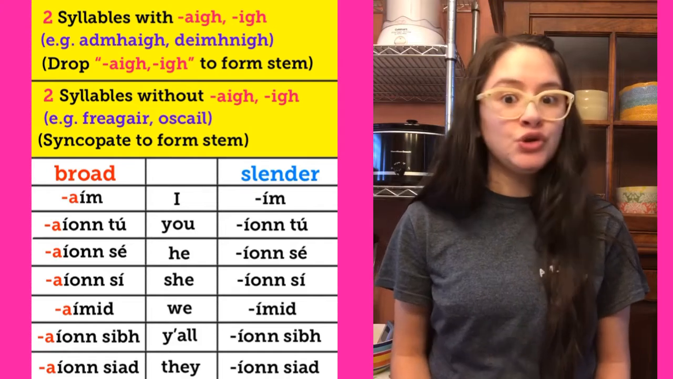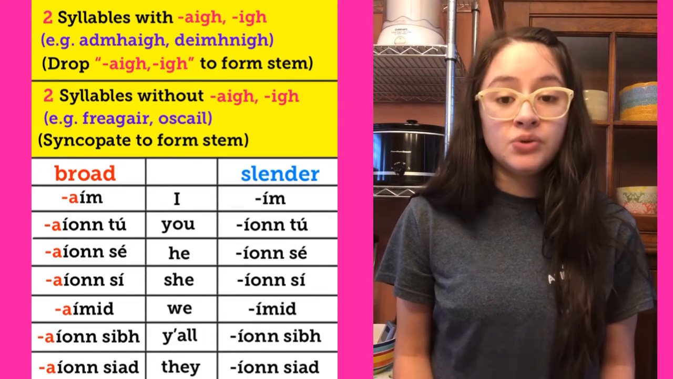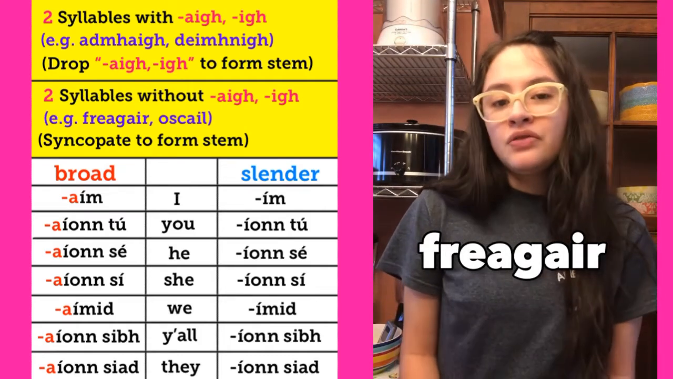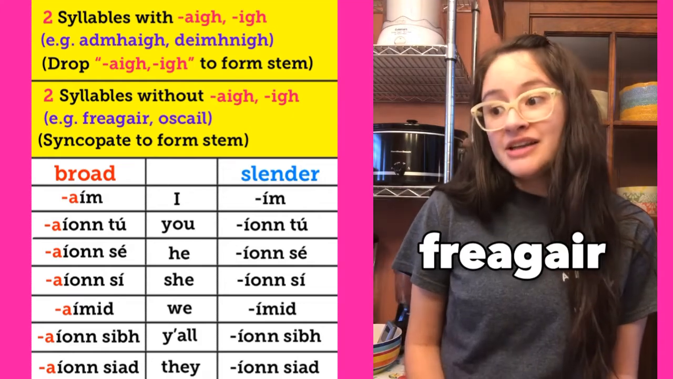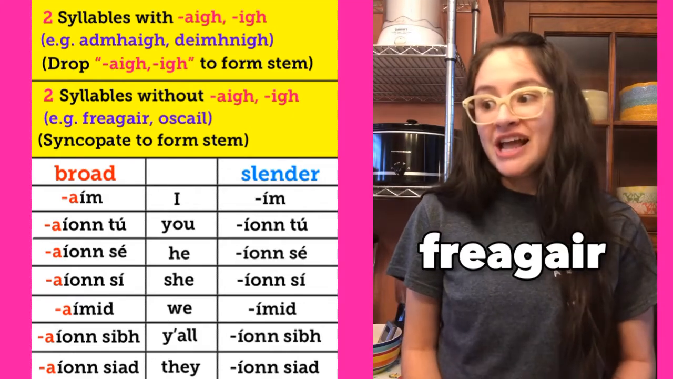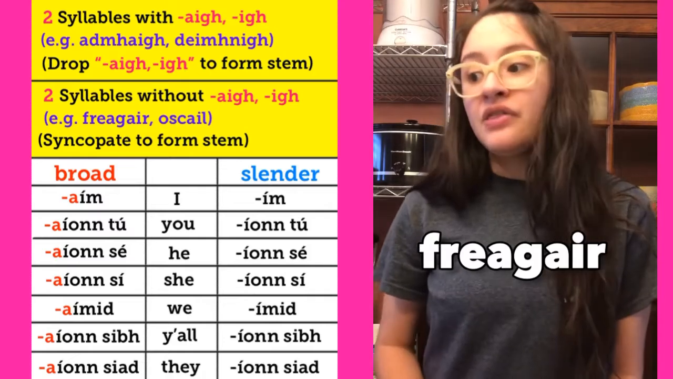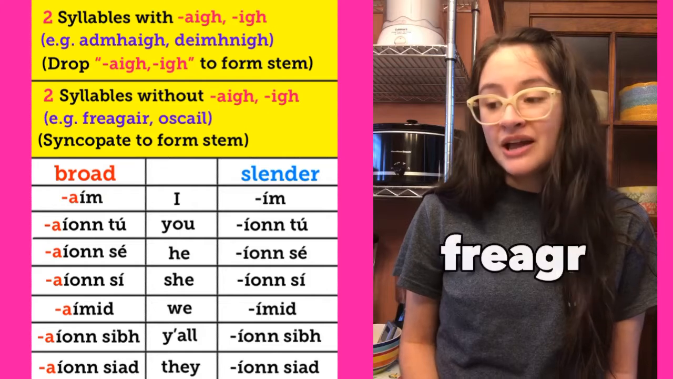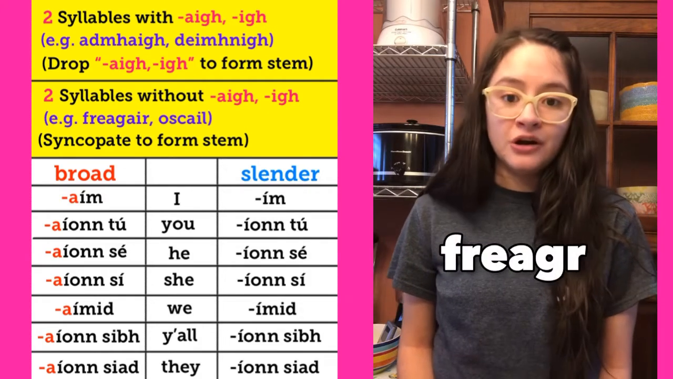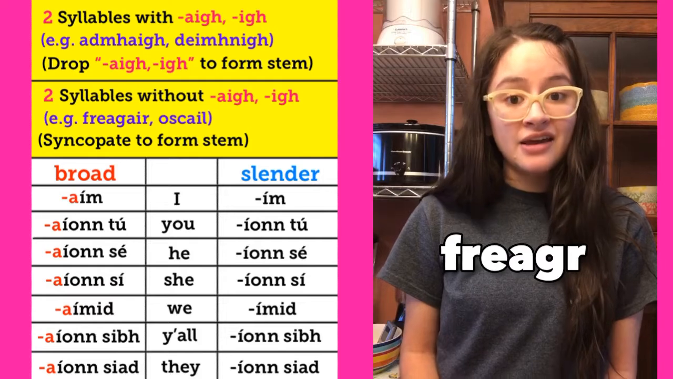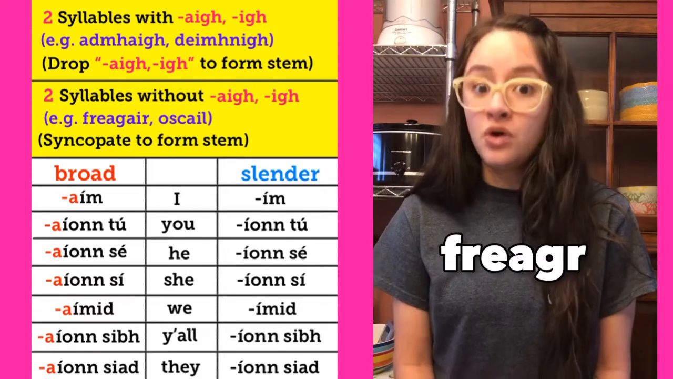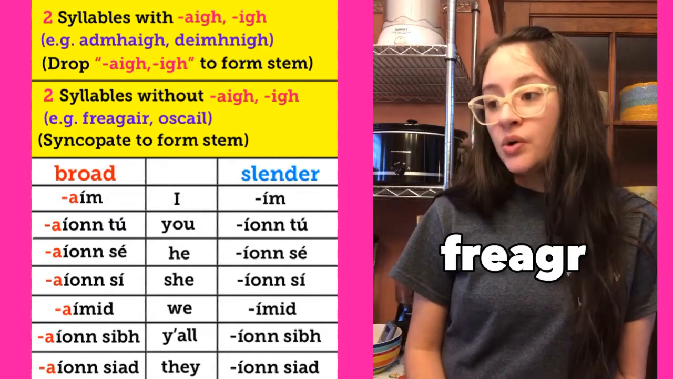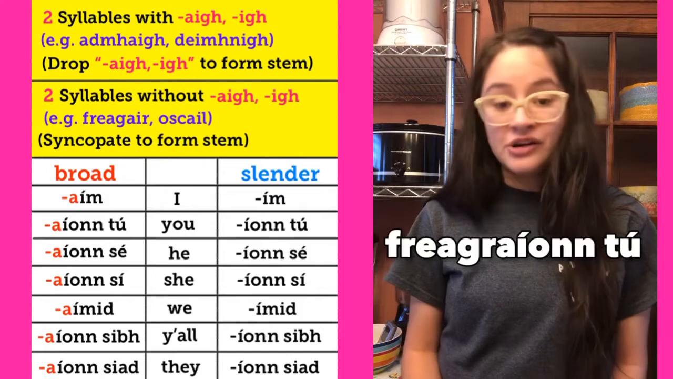What if I want to say you answer? Well, to answer is freagair, which is one of those syncopated verbs. The last two consonants in freagair are G and R, and we'll need to get rid of the A and I in between them to syncopate. That will leave us with a stem consisting of f-r-e-a-g-r. The last vowel in that is an A, which means that the whole verb is a broad verb, and we'll need to choose from the broad list of suffixes. So you answer will be freagraíonn tú.